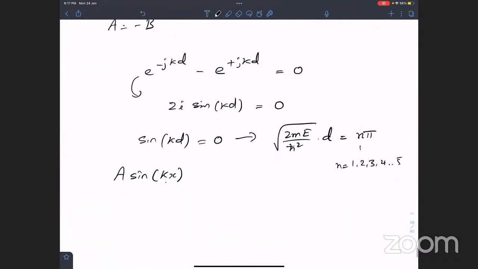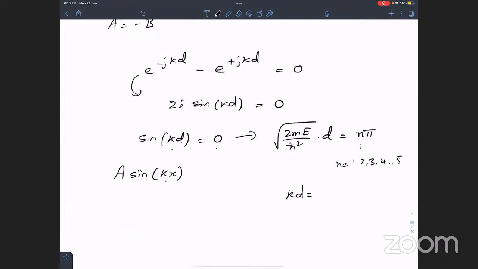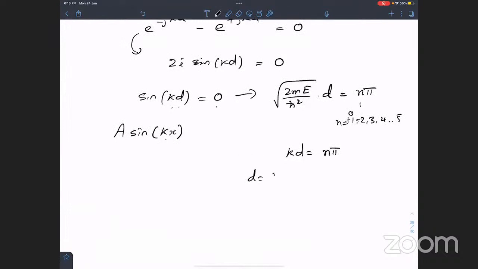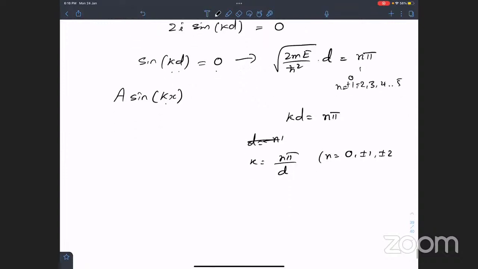I hope all the mathematics is clear until this part, right? So the condition is that sine kd must be 0. That means k into d must be n times pi, where n can be plus or minus 1, plus or minus 2. It can be 0 also. If I say sine kd should be 0, then the condition is kd should be n pi. So k is n pi by d. Until now we don't know anything, so it can be 0 also, and plus or minus 1 also. All these conditions are possible.